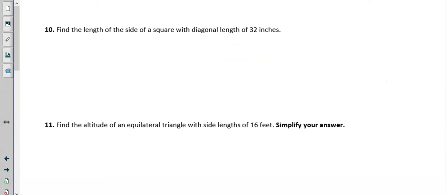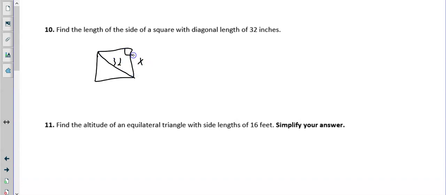Right, it says draw a picture of your work on the previous page. That should have been here. Sorry for the mix-up. Number 10, find the length of the side of a square. So first off, I'm just going to draw a square. It says find the side length of a square with a diagonal of 32.